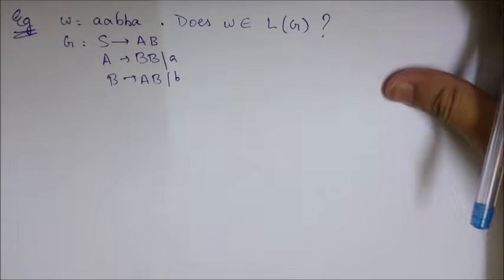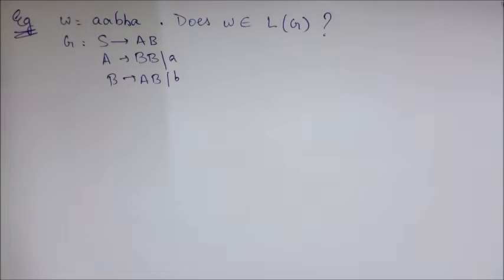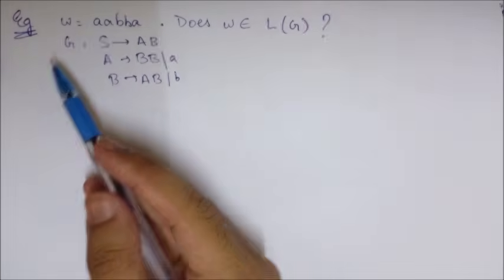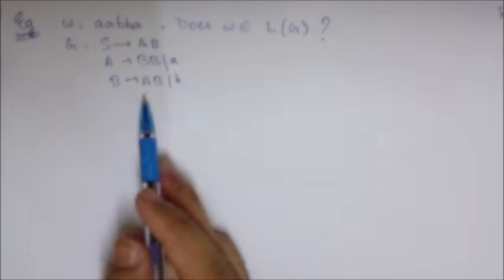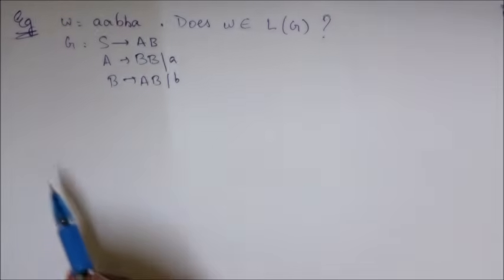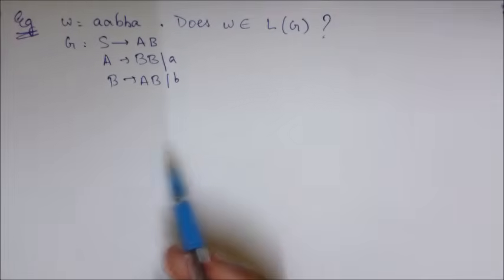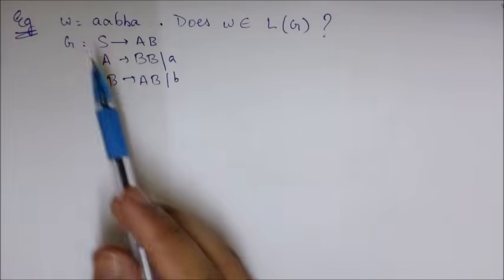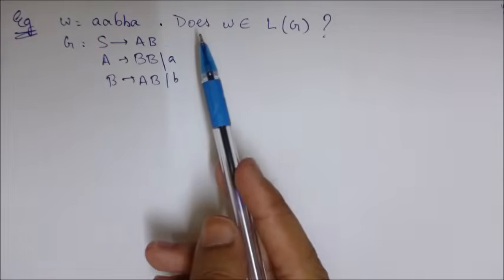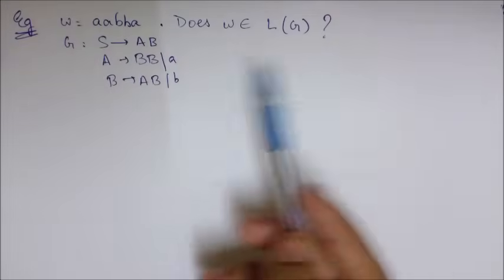Here we have a question. G is the given grammar. S tends to AB, A tends to BB or a, B tends to AB or b. And the word given to us is aabba. We have to find out if W belongs to the language generated by G.